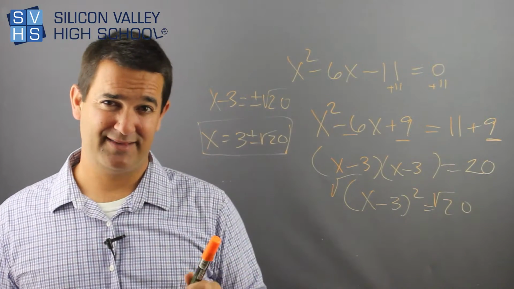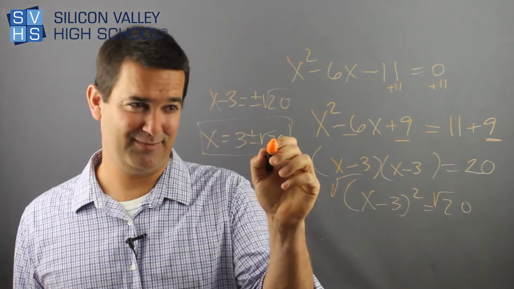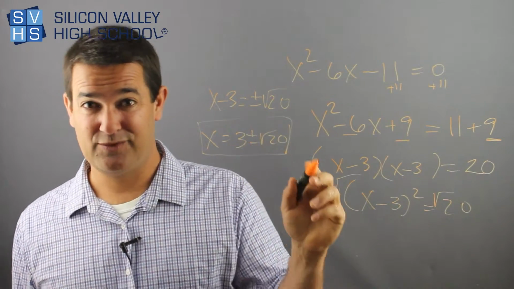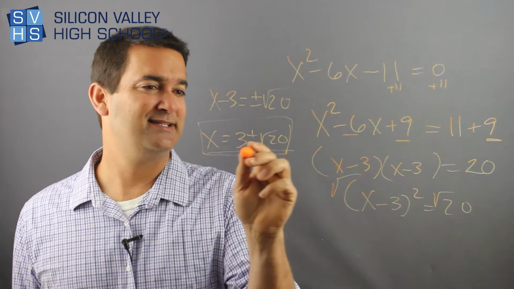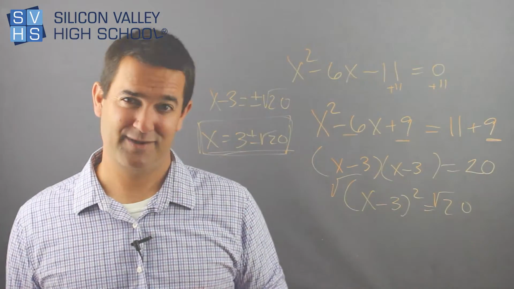Yes, I know there's math nerds out there telling me that you can simplify that, but I get it. You can simplify root 20, and that would be 2 root 5, but we're not going to go there. So this is your solution, and that's how you do factoring by completing the square.